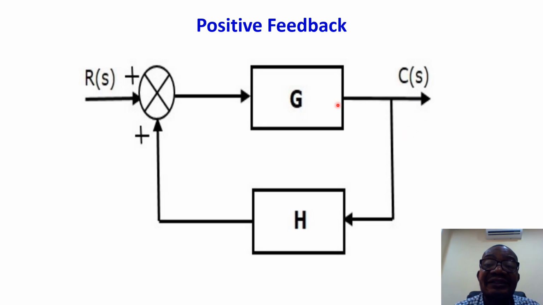You can see the G, which is the open loop gain. You can also see the arrow from the output going to the input. This is the feedback gain, and this is the comparator. This is the reference. So in positive feedback, you can see the positive signs at the comparator.